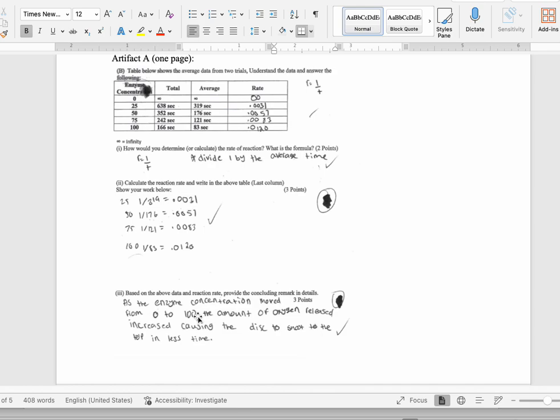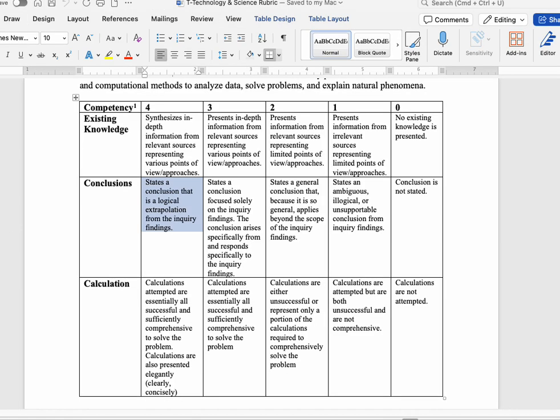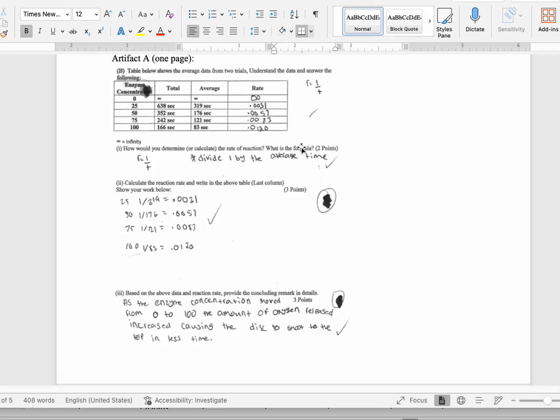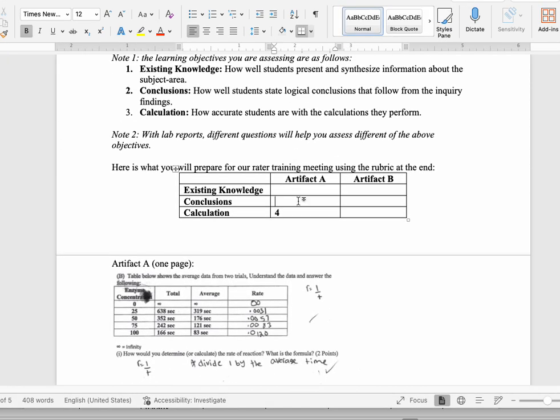It isn't some random or arbitrary description. So let's see, it is a logical extrapolation from the inquiry findings. So it wasn't a general conclusion. It wasn't ambiguous. They did state something. So we could definitely give it a 3. So it responds to the inquiry findings. But they also describe something that isn't in the results that they gave, that actually explains what happened. So I would give them a 4 there too. Their conclusions were a 4.